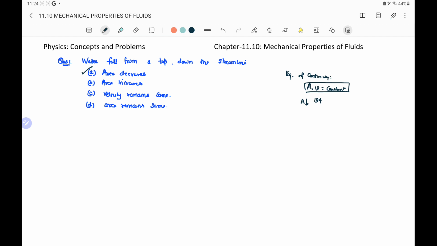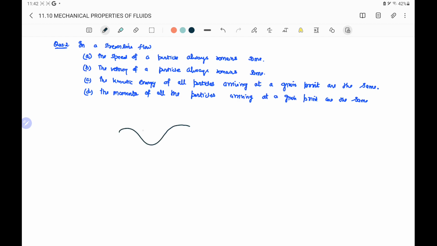Second question: in a streamline flow, a streamline can be drawn as shown in the figure, and for a particular point, say P, the velocity is given by the tangent at that point. All the particles passing through this point of the streamline will have the same velocity, that means same magnitude and same direction, while they may differ at different points. So option A, the speed of the particle always remains the same, is false, because speed may differ at different points.